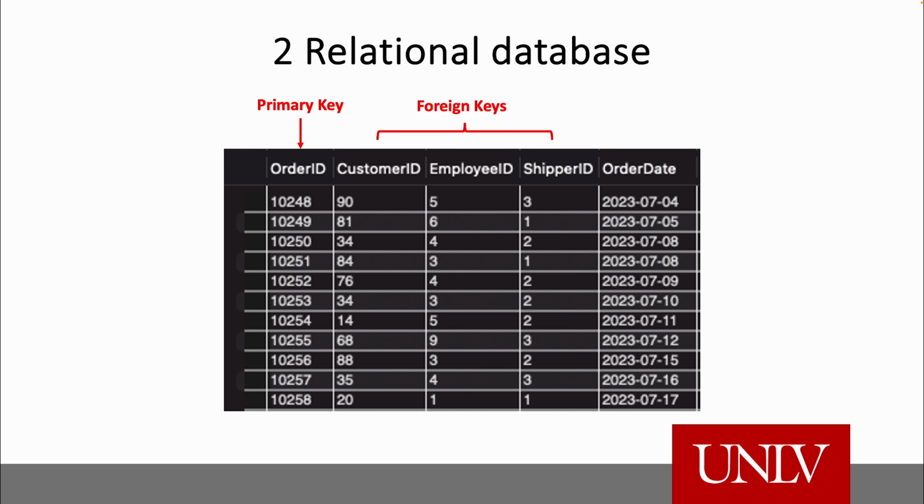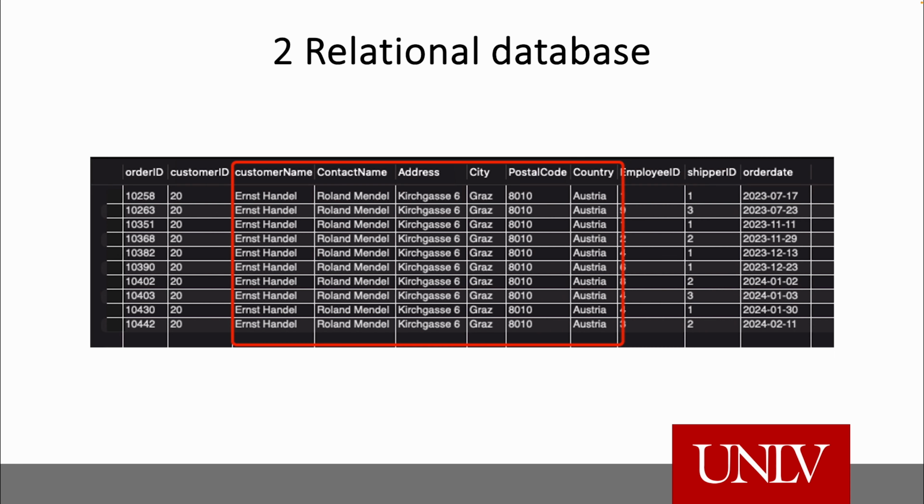But some people might ask, why not just use one big table for everything? Let's look at an example. If you store the full customer information, like names and addresses and everything else, inside every order, and the customer places 10 orders, their information gets saved 10 times. That's repetition, wasted space, and inefficient.